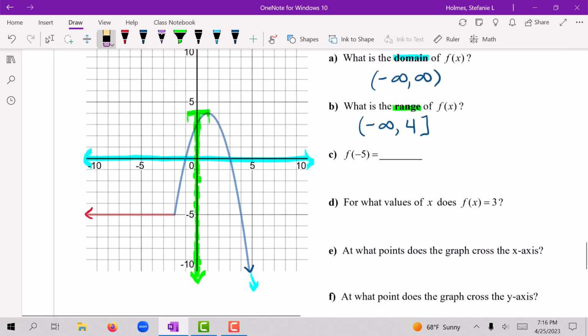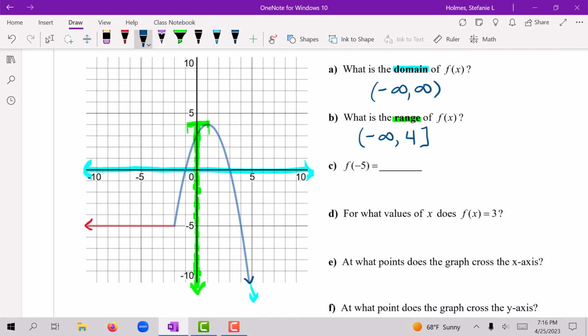All right, now let's talk about evaluating. So before, when we had an equation and it asked us what f of negative 5 was, we just plugged negative 5 in for x and crunched numbers, right? Well, we don't have an equation this time. But what this says to us is find y when x equals negative 5. So where is x negative 5? X is negative 5 right here.